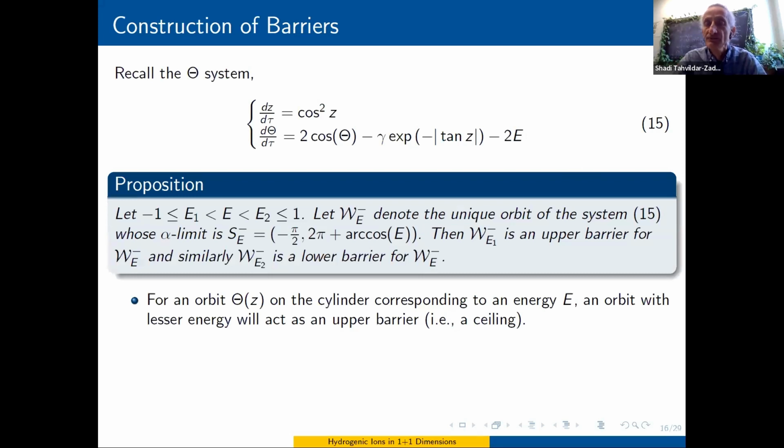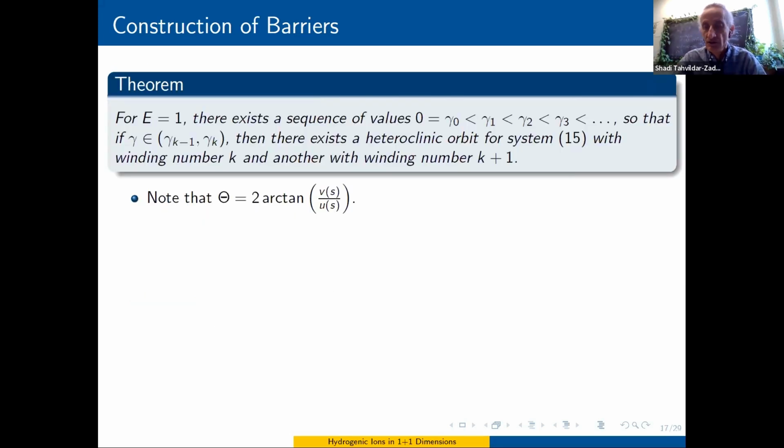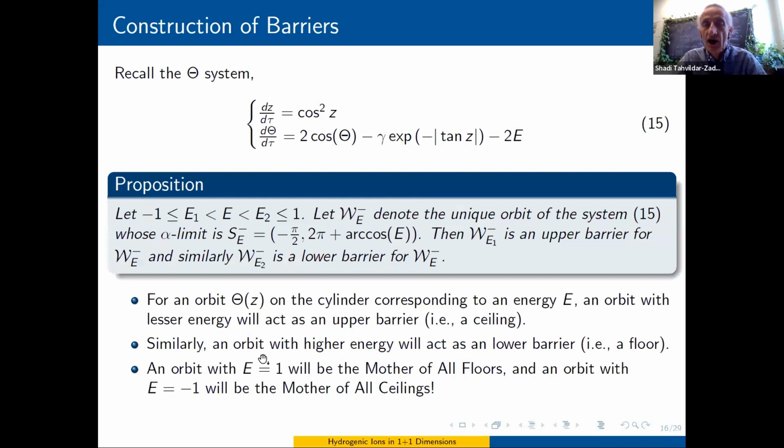So then the problem becomes constructing these, and because higher energy means you get a lower barrier, the highest possible energy is equal to 1. If you have a solution for E equal to 1, that's the mother of all floors for your dynamical system. And if you have an orbit with E equals -1, that would be the mother of all ceilings. It will be a universal barrier for all functions, right? And these are the ones for which we can solve the equation explicitly. So we know that they exist.